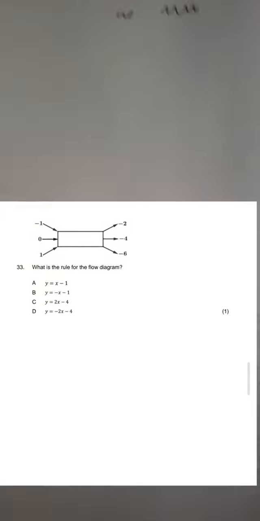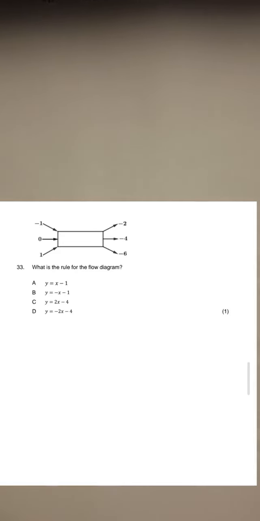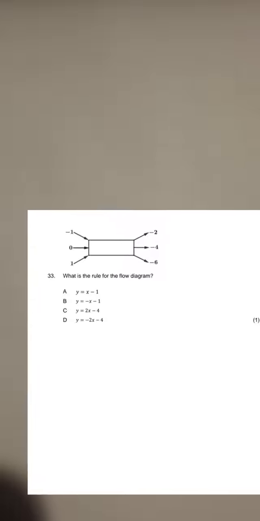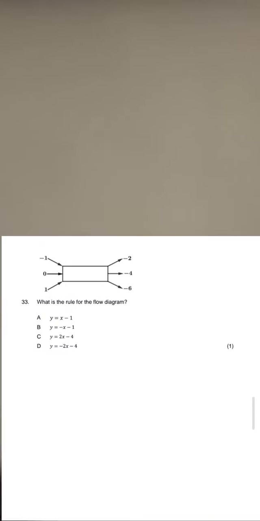So we are given the input and the output values, so it becomes very easy and very straightforward for us to get the answer, because we are told what the x values are, right? So from yesterday, we did say that we could substitute the input and output values and then check which rule actually works. So what is the rule for the flow diagram? I'll take the x values that I have here and substitute and check which rule works.